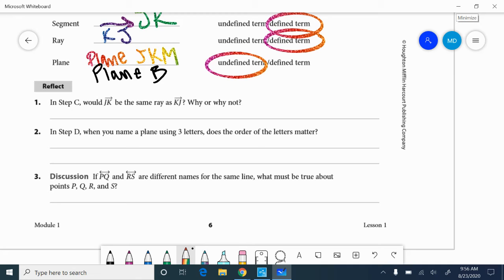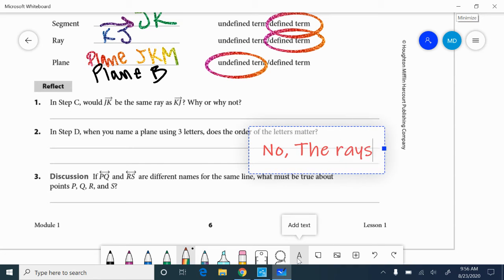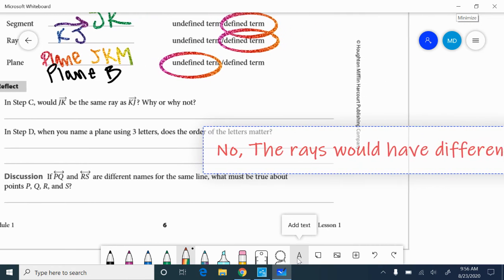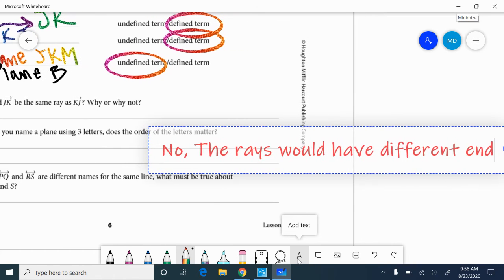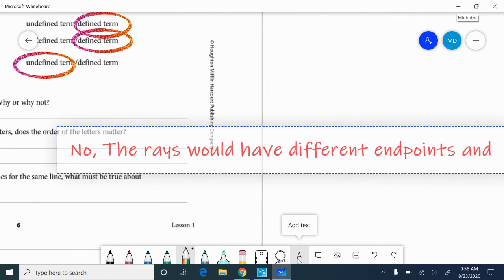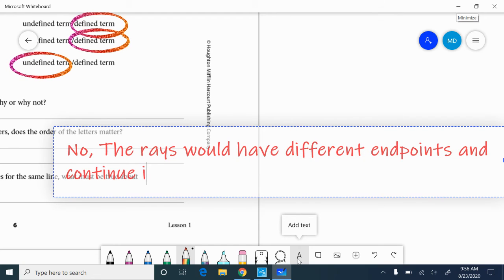For number 1, it says in step C, would JK, that's ray JK because of the arrow on one side, be the same ray as ray KJ? Why or why not? Well, it wouldn't. That's the one that we're not allowed to flip around. So no, the rays would have different endpoints and continue in opposite directions.